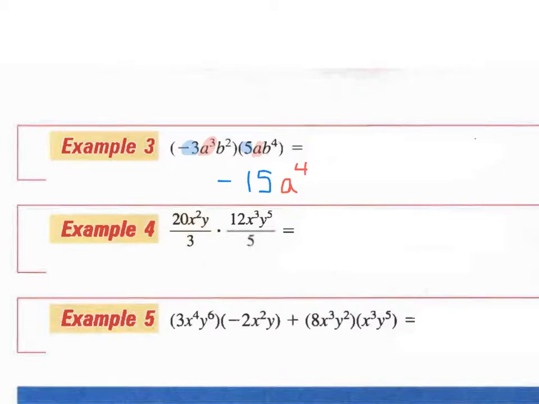And then for the b's, notice you have a b squared and a b to the 4th. And when you're multiplying them, you will add their exponents. So this will become b to the 6th.